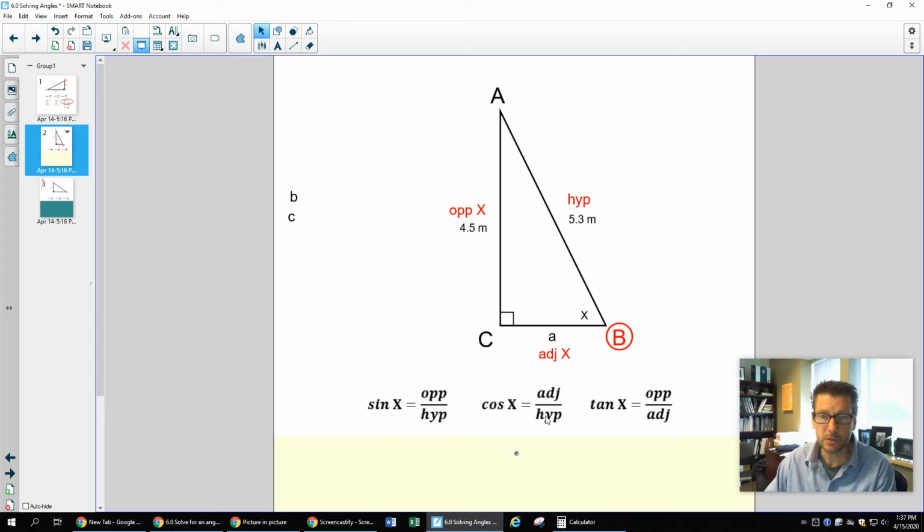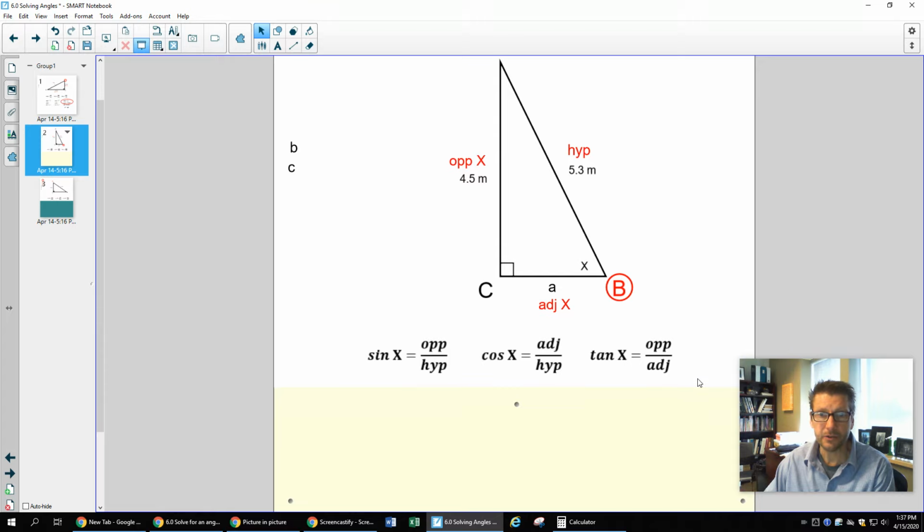So sine, cosine, and tangent. I'm writing my three ratios. After I have this information, I want to put the numbers in. Opposite over hypotenuse for sine: opposite 4.5, hypotenuse 5.3. Cos is little a, and hypotenuse is 5.3, so a over 5.3. Tangent, opposite is 4.5 over adjacent is little a.